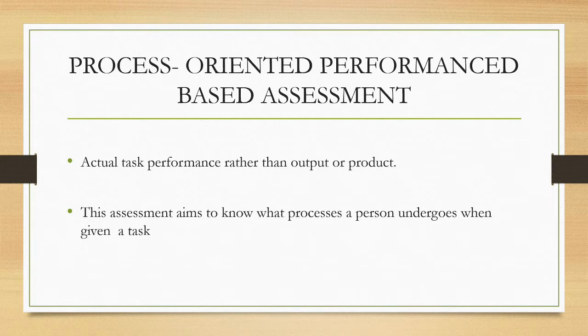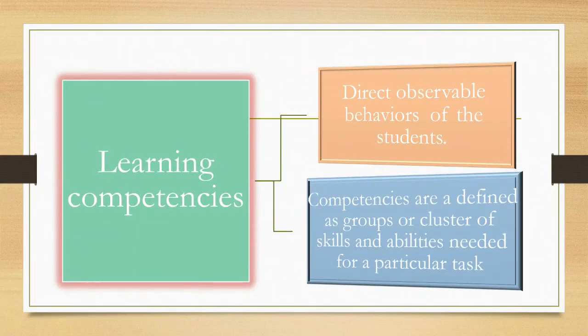In the process-oriented performance, there are two learning competencies. First, direct observable behavior of the students. The teachers directly observe how the students behave and how the students perform the given task. Next, competencies are defined as groups or clusters of skills and abilities needed for a particular task. So there are skills and abilities needed when you perform a particular task.